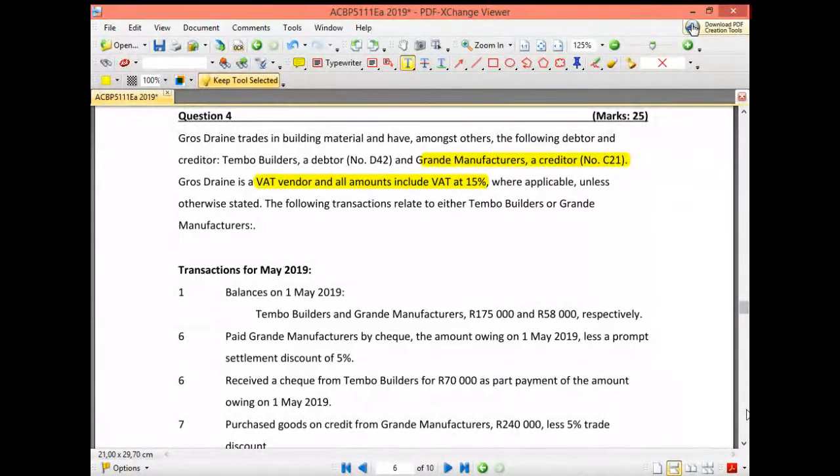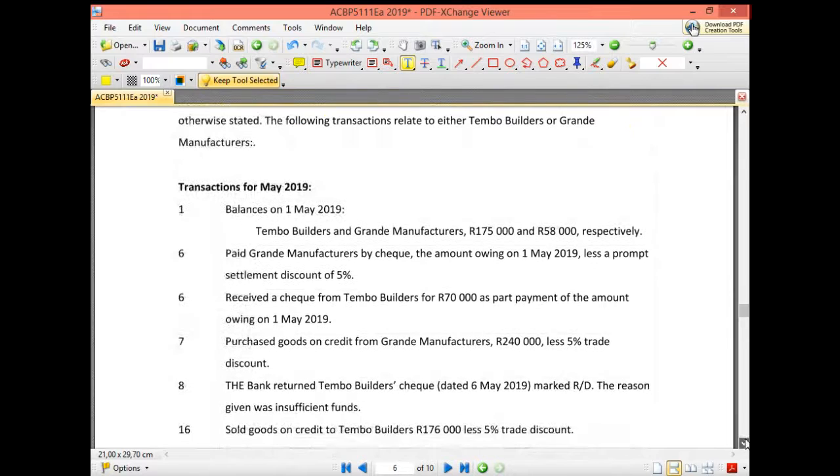So if we go through this information, we are only going to look for information that relates to Grand Manufacturers. We do not care what happened to Timber Builders. They did not ask us to do their account. So do not waste time on information that's not relevant. So the first thing we do is we look at what is the opening balances. So the balance on the 1st of May for Grand Manufacturers is 58,000.